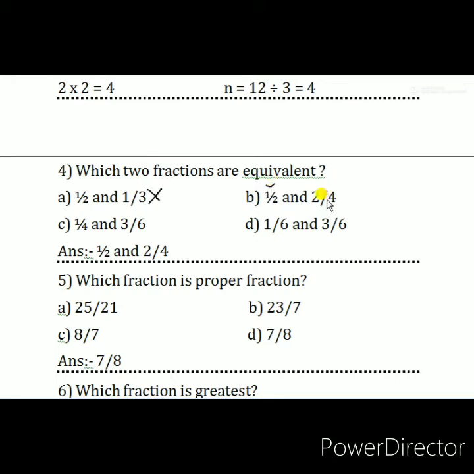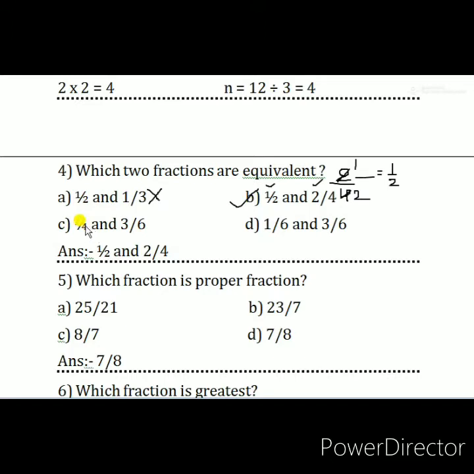Now we have to reduce 2 by 4. The common factor of 2 and 4 is 2, so we can divide by 2. 2 by 4 divided by 2 gives the reduced form 1 by 2. So 1 by 2 and 2 by 4 are equivalent fractions, because the reduced form of 2 by 4 is also half. Now move to option C.